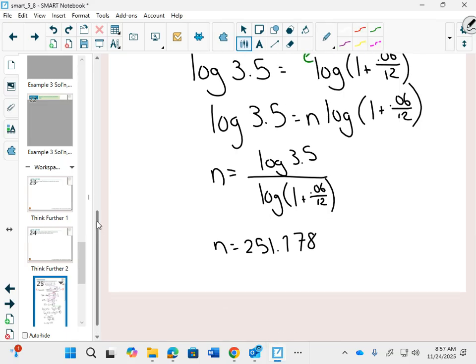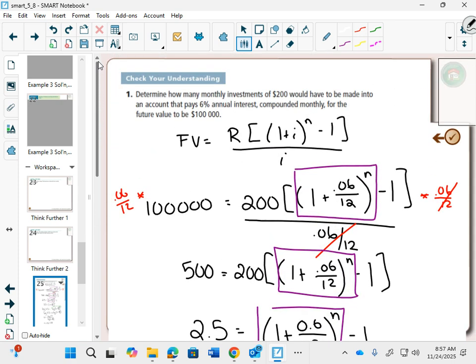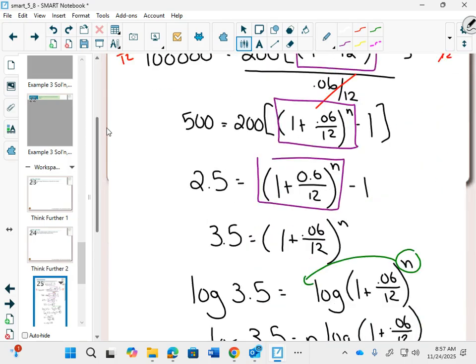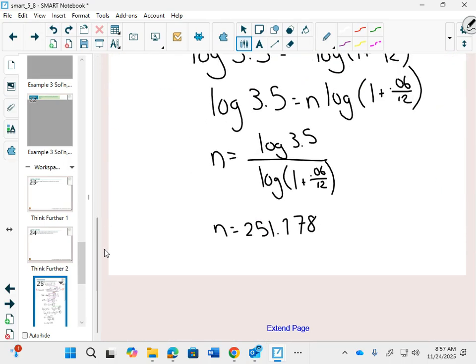Does it ask us to round to anything? Determine how many. Well, you can't make a partial payment. Now this is an interesting rounding thing. It rounds to 251, but would you get to 100,000 with 251? No, you'd be just short. Sometimes when we round things, we have to round up even if it's not the closest number.